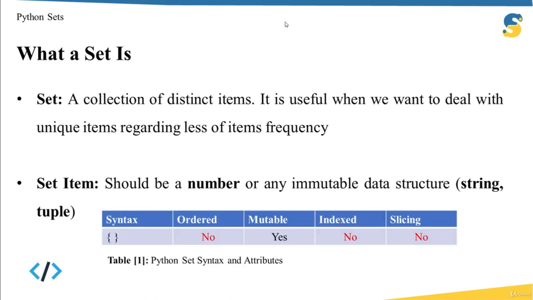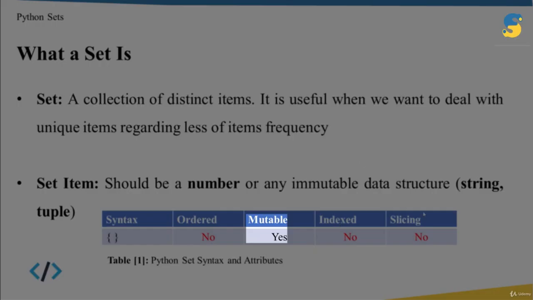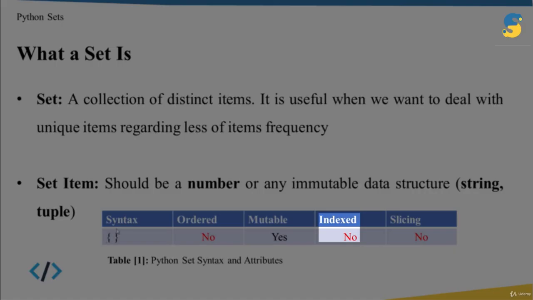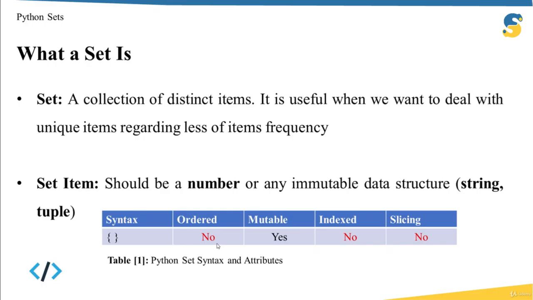Now let's see the set details. As you see here, in order to create a set, we use curly braces. Set is not an ordered data structure, which means there is no meaning for the order of items inside a set. Set is a mutable data structure because I can add or remove items after I create the set. Set is not indexed, and you cannot use indexes, whether they are positive or negative, to get access to the set items. And also set does not support slicing, so you cannot extract a subset from a set using the slicing operator. Now let's move to PyCharm IDE to see some real examples about sets.